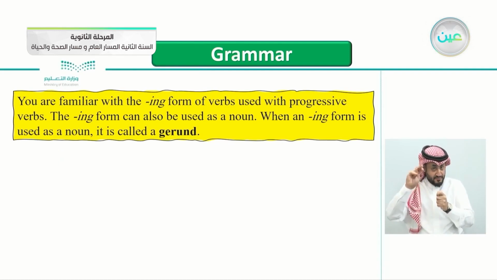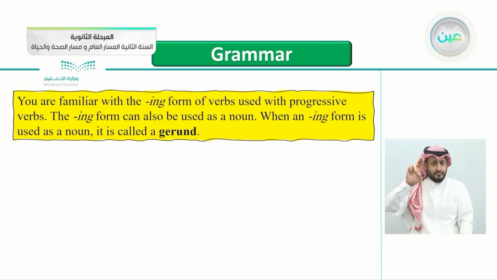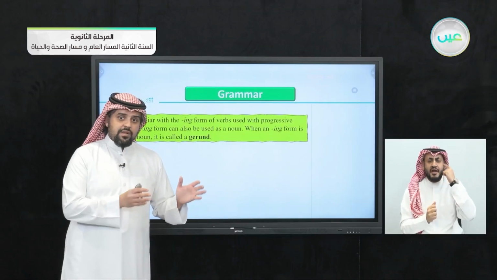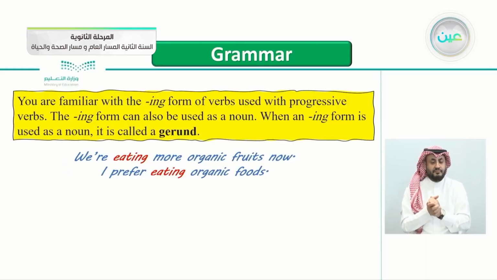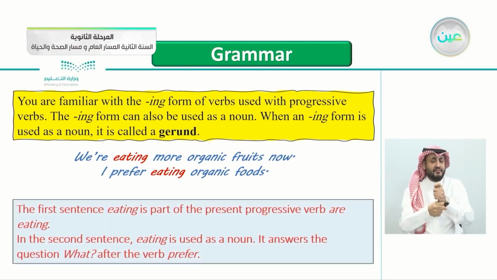The ing form can also be used as a noun. When an ing form is used as a noun, we call it a gerund. So again, what is a gerund? It is an ing form of the verb that acts as a noun. For example, we're eating more organic fruits now. And the second example, I prefer eating organic foods.